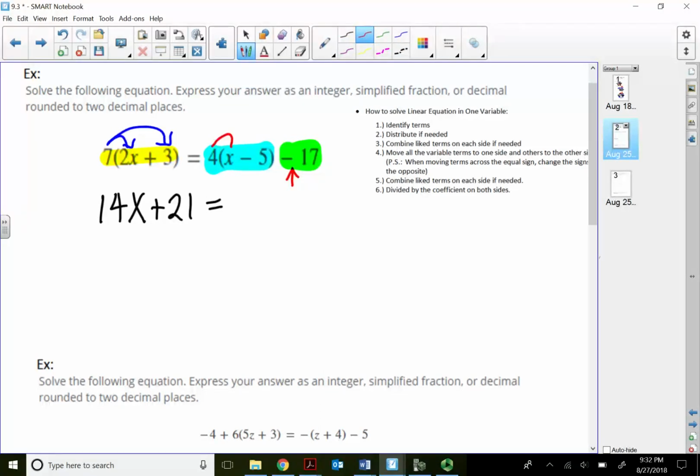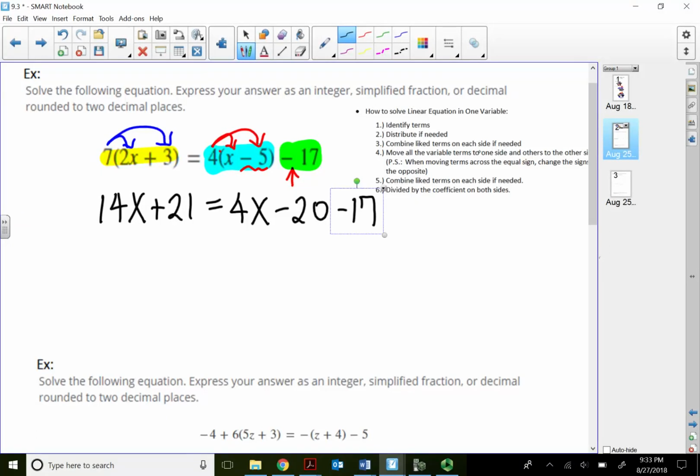So that will be 4 times x, which is 4x. And then we say 4 times negative 5. You got to say the word multiplication, okay? You got to say times. So your brain will naturally write down negative 20. All right, that's it for the distribution on that term. Now my last term on the right is still going to be negative 17.